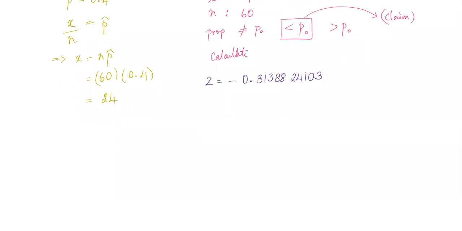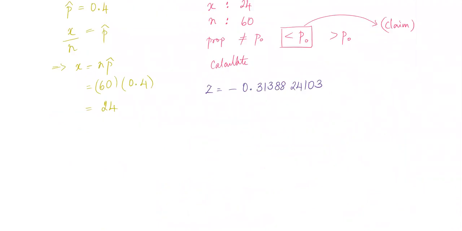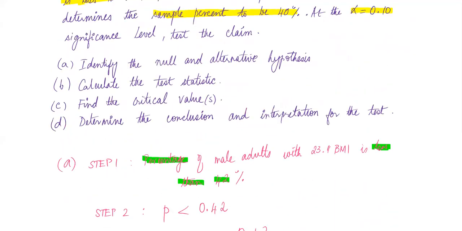So let's come back and answer the question. Right, where are we? So to answer the question, we say test statistic is z equals negative 0.31388244103. But you can round it, because it's a z value, to 0.313, maybe 3 places. That's good enough. 2 should do, but 3 is fine. We got that. B, then go to C, find the critical values.